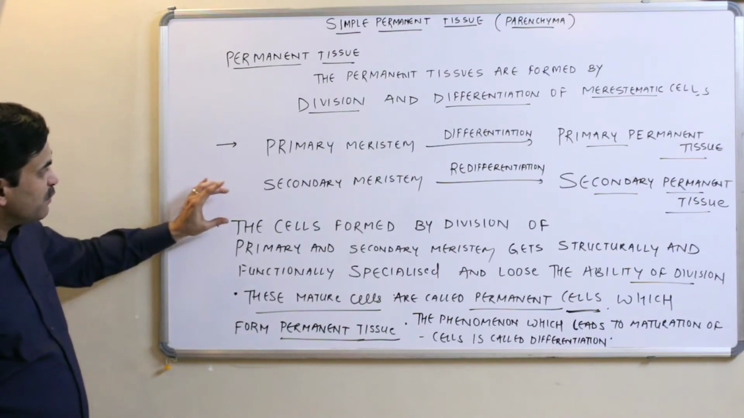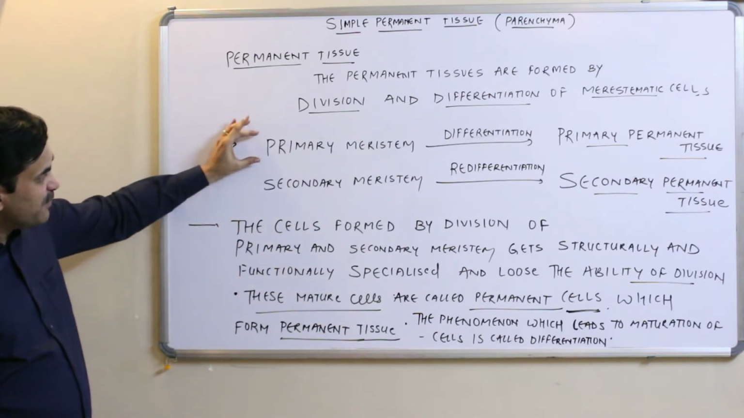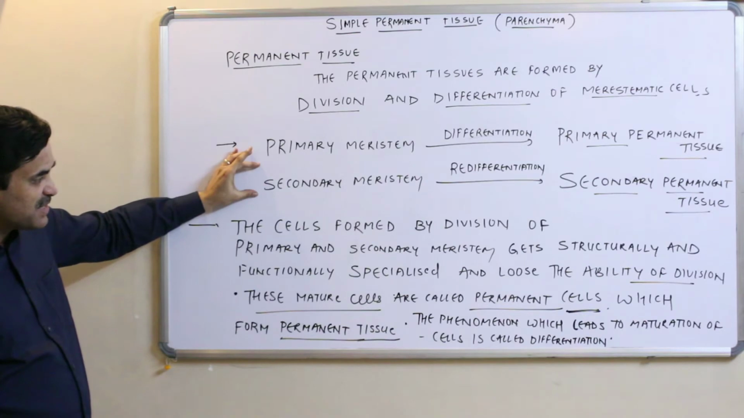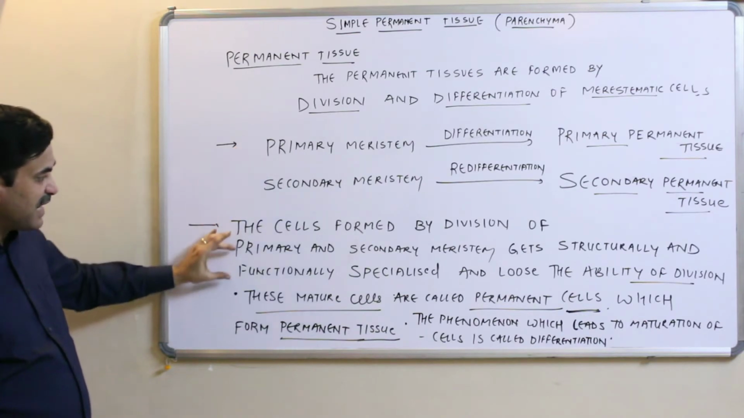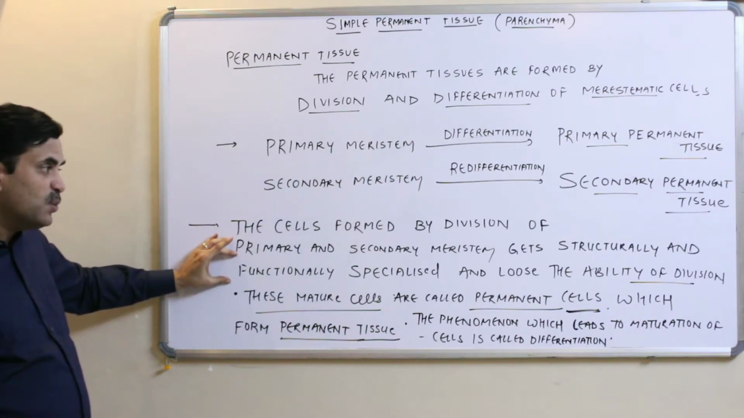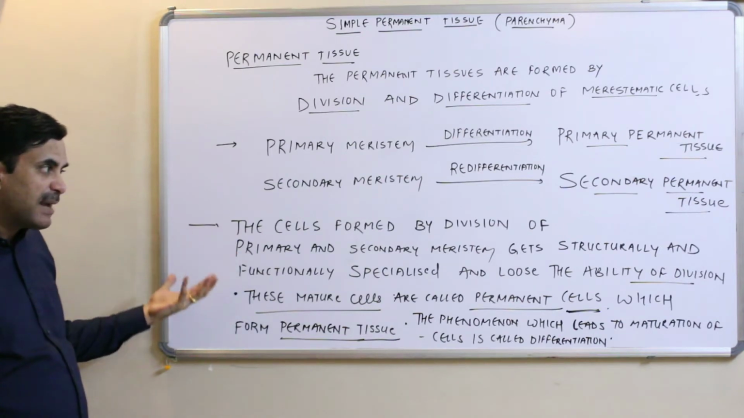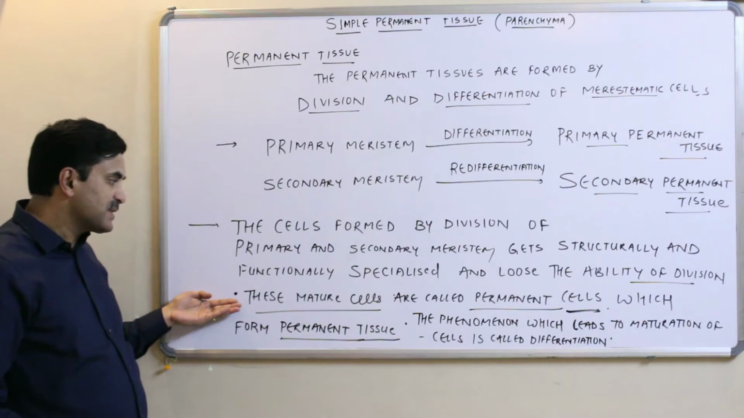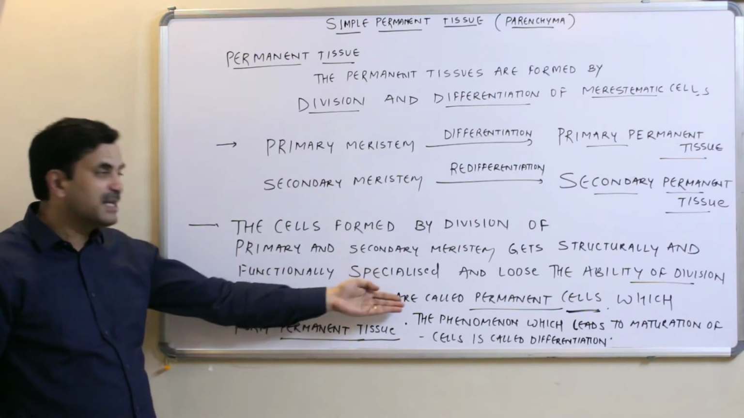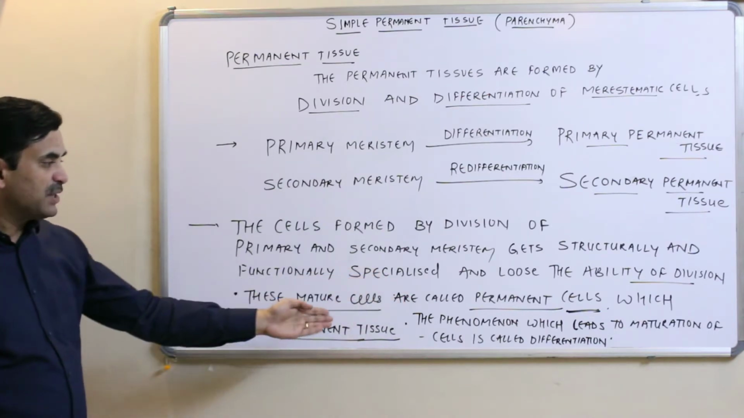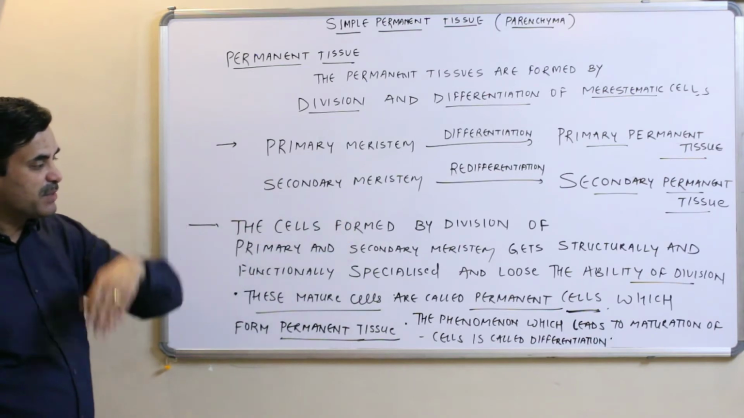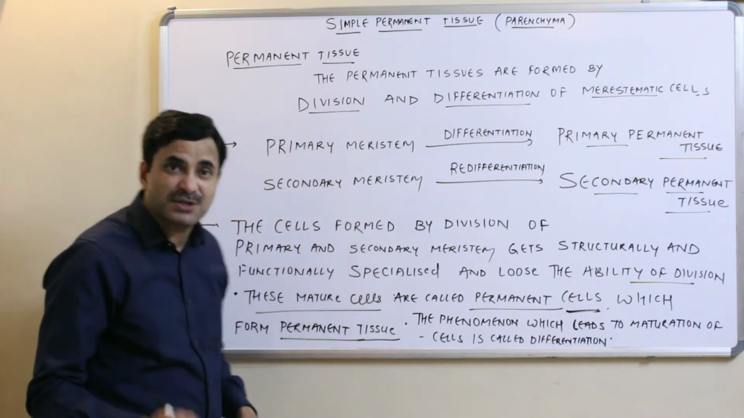Are you getting? So what I want to say is, the cells which are formed by the division of the primary and the secondary meristem get structurally and functionally specialized and lose the ability of division. And when the cells lose the ability of division, they are converted into mature cells. So these mature cells are called permanent cells, which form the permanent tissue, and the phenomenon which leads to maturation of the cell is called differentiation.